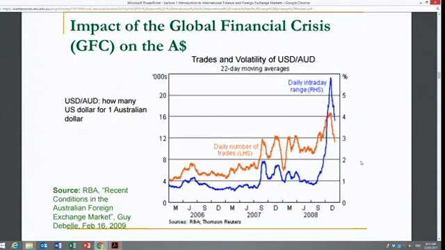Okay, then I was talking about this impact of the global financial crisis, GFC, on the Aussie dollar. Okay. And as I've mentioned before, in terms of the notation, we have to be consistent so that we know what we are talking about.